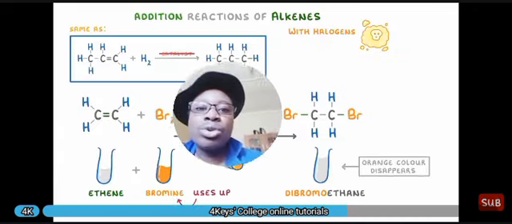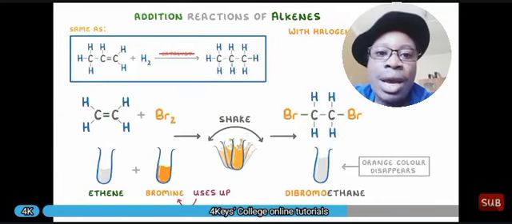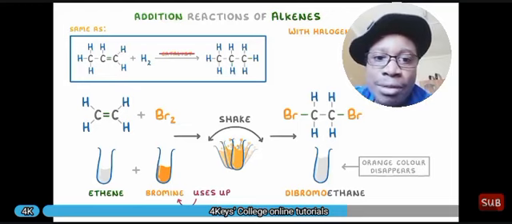We can also add halogens, group 7 elements, onto the alkene double bond, as exemplified there by our ethene. So ethene plus bromine, you do not need a catalyst. This will happen at room temperature. The double bond is going to open up and allow you to add your bromine as shown there.